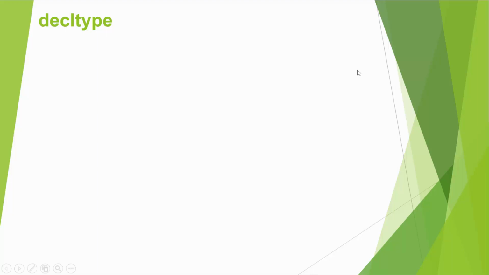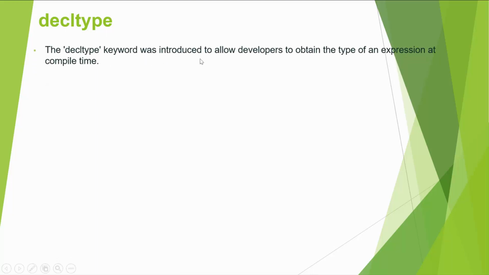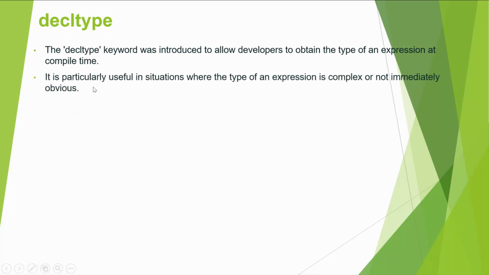In this session we are going to check what is a decltype in C++. The decltype keyword was introduced to allow developers to obtain the type of an expression at compile time, which means you can define the type of an expression at compile time. It is particularly useful in a situation where the type of an expression is complex or not immediately obvious.